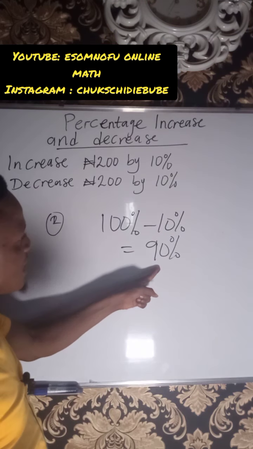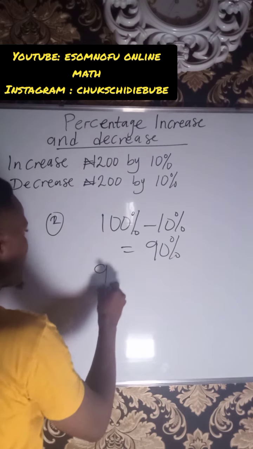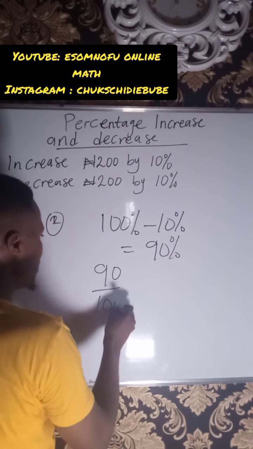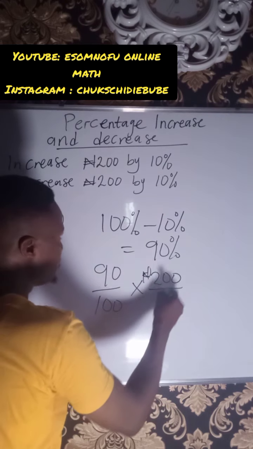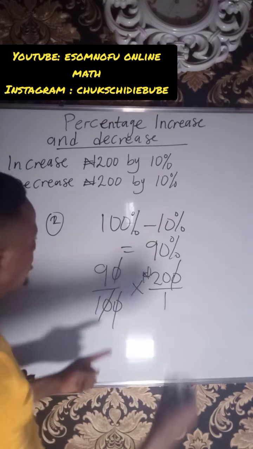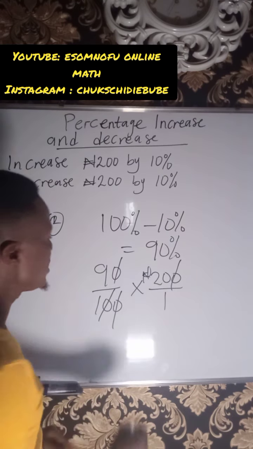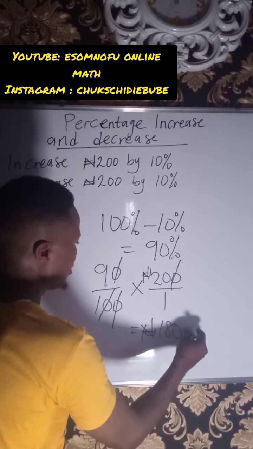So we now find 90% of 200 naira. And 90% implies 90 all over 100 times 200 naira all over 1. 0 we cancel 0, 0 we cancel 0. We now have 9 times 20 naira. It will give us 180 naira, no kobo.